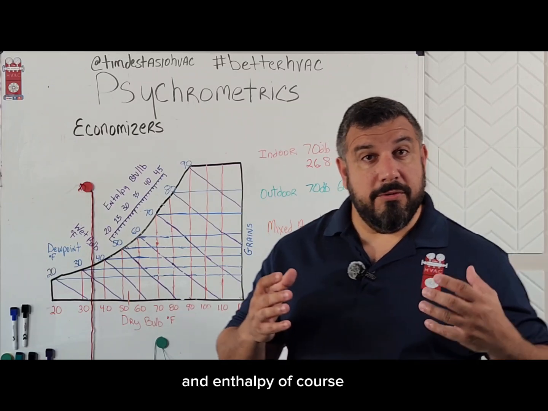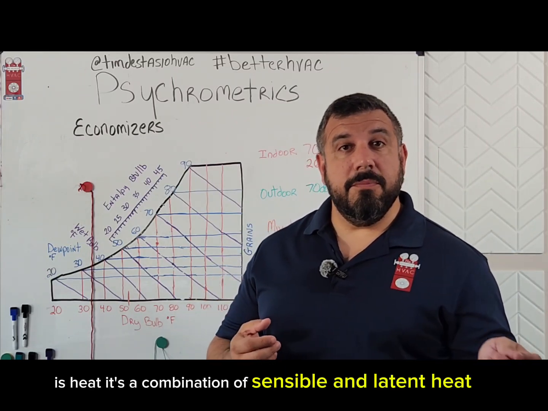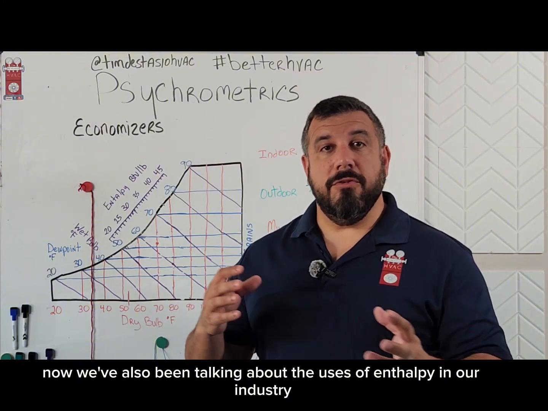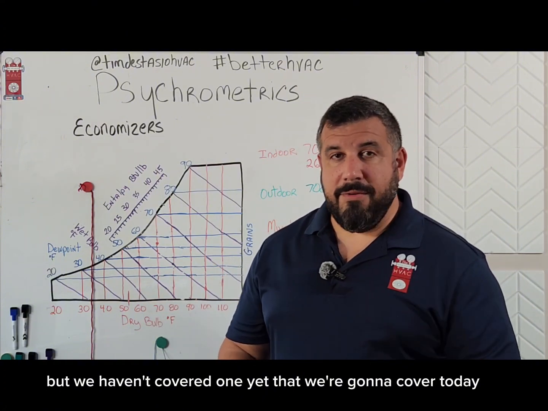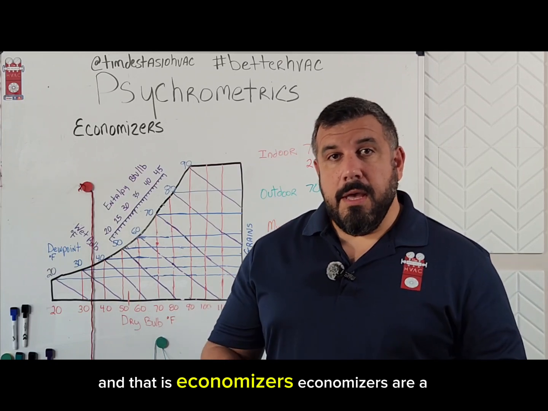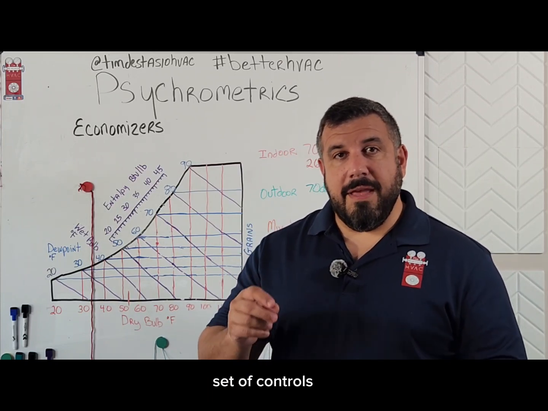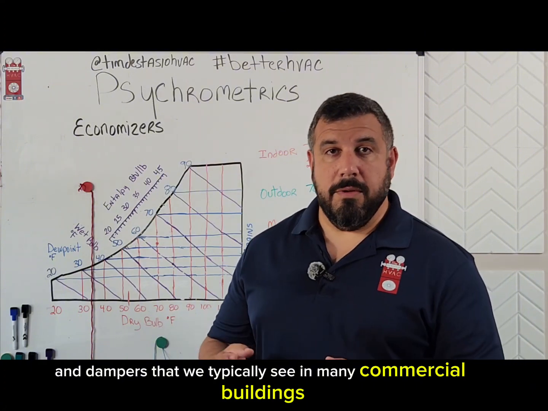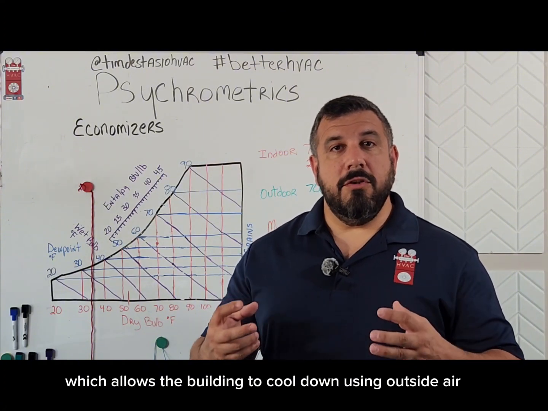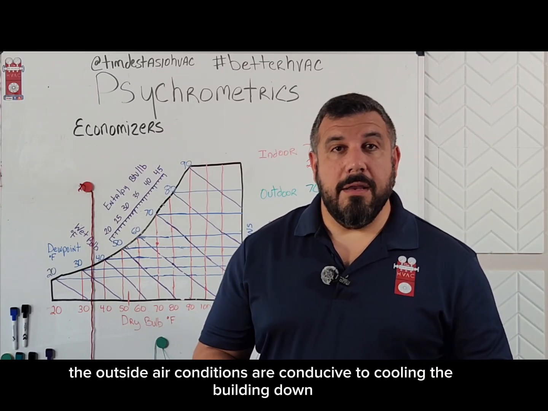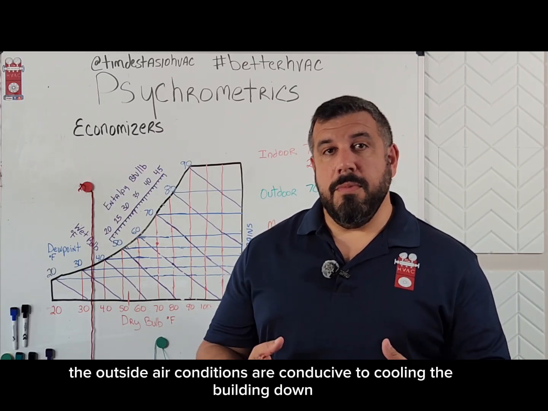And enthalpy, of course, is heat. It's a combination of sensible and latent heat. Now, we've also been talking about the uses of enthalpy in our industry, but we haven't covered one yet that we're going to cover today, and that is economizers. Economizers are a set of controls and dampers that we typically see in many commercial buildings, which allows the building to cool down using outside air when the outside air conditions are conducive to cooling the building down.